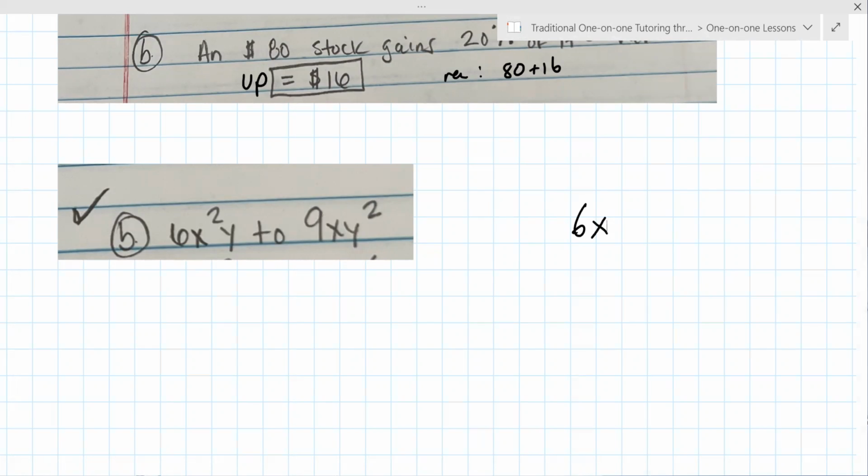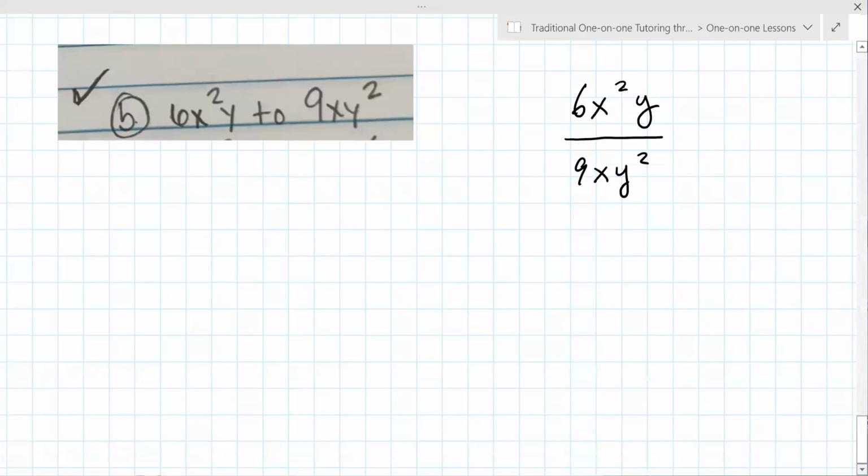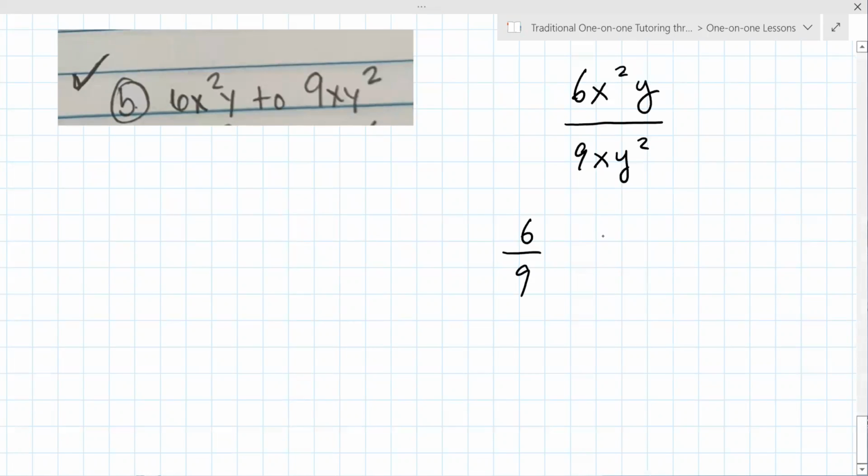Yeah, it just says simplify to lowest terms. For the one we're looking at here? Yeah. So 6x squared y over 9xy squared. It's really 3 separate problems. What is 6 over 9? What is x squared over x to the 1, because there's really a 1 there? What is y over y squared, or y to the 1?